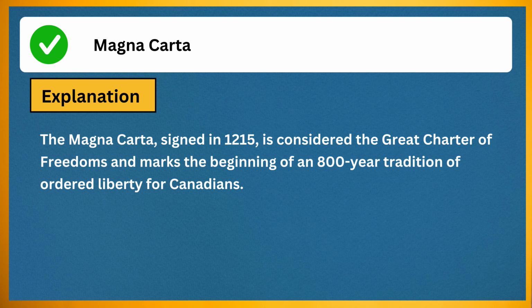The correct answer is Magna Carta. Explanation: the Magna Carta, signed in 1215, is considered the Great Charter of Freedoms and marks the beginning of an 800-year tradition of ordered liberty for Canadians.